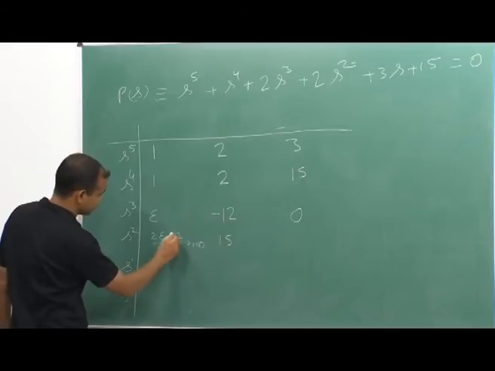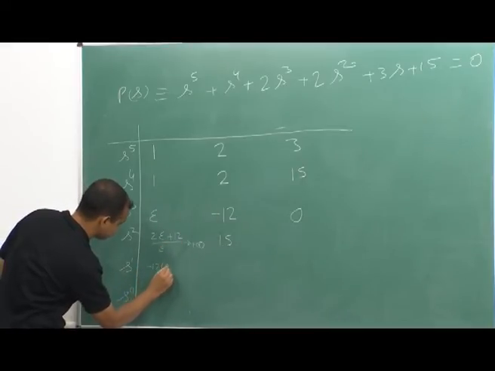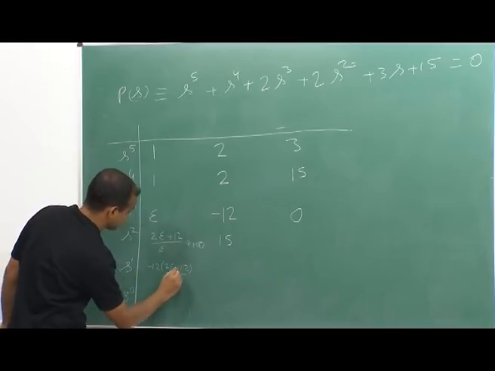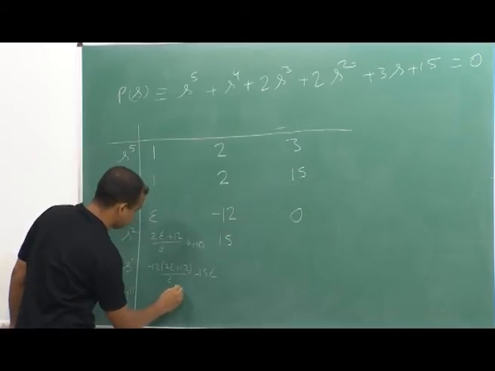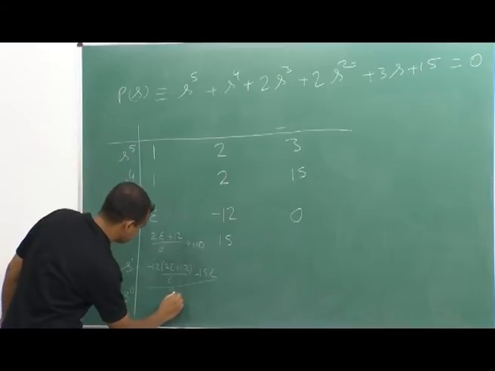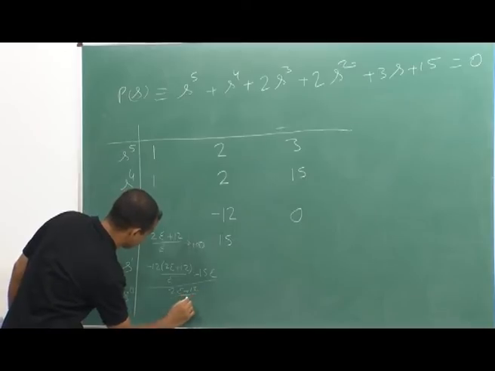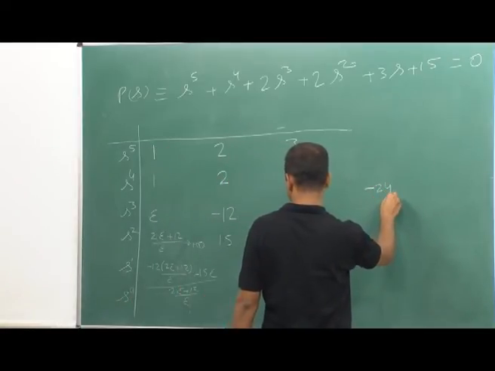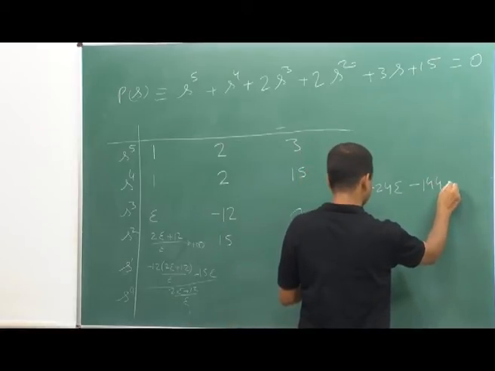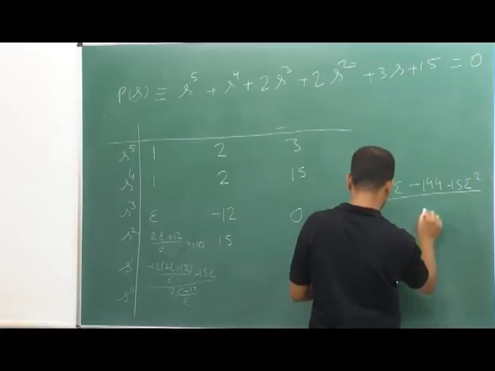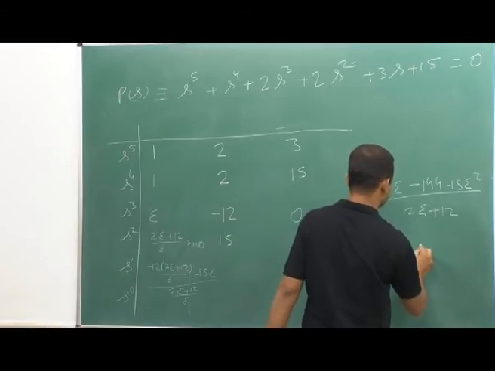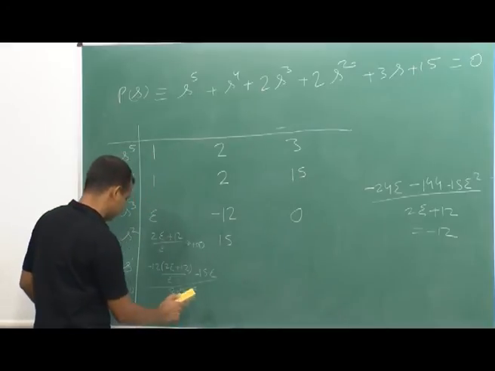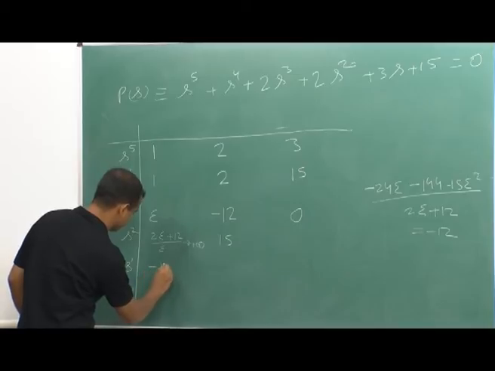The term that I will write here is minus 12 times 2 epsilon plus 12 by epsilon minus 15 epsilon divided by the whole divided by this 2 epsilon plus 12 by epsilon, and if I solve it, this is minus 24 epsilon minus 144 minus 15 epsilon square by 2 epsilon plus 12, and if epsilon is tending to 0, this will be minus 12. So, I can write here directly minus 12.